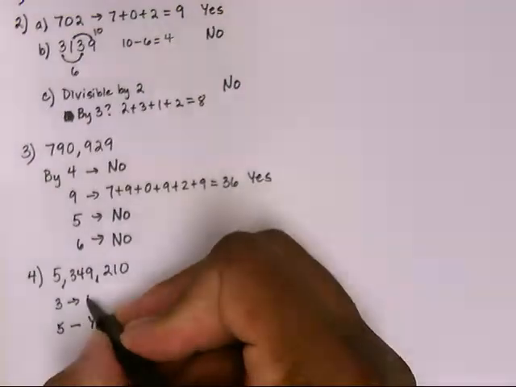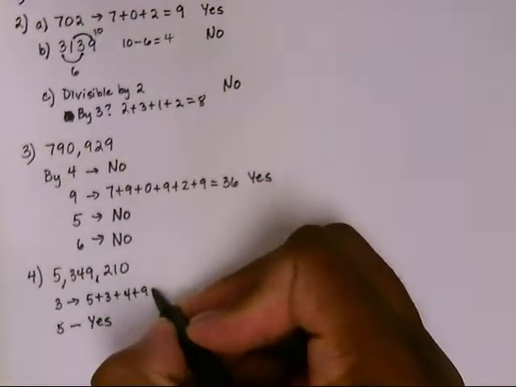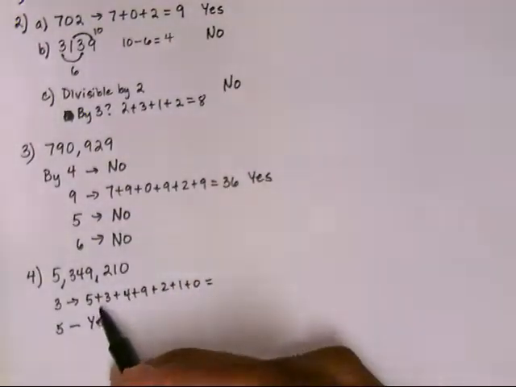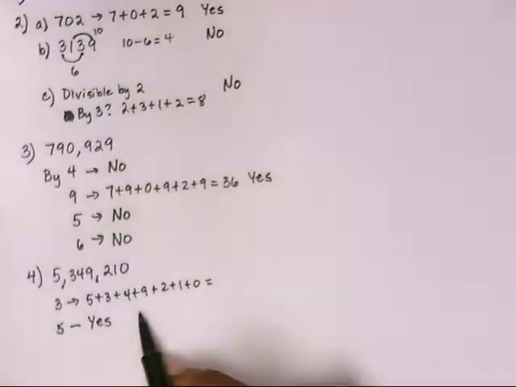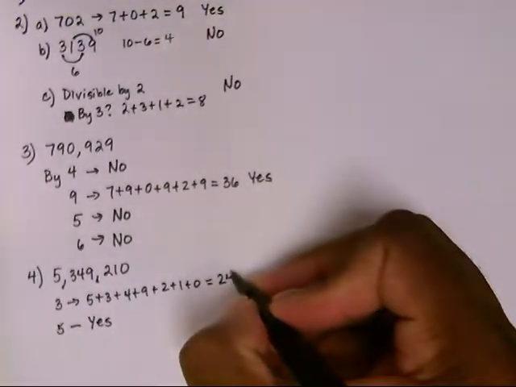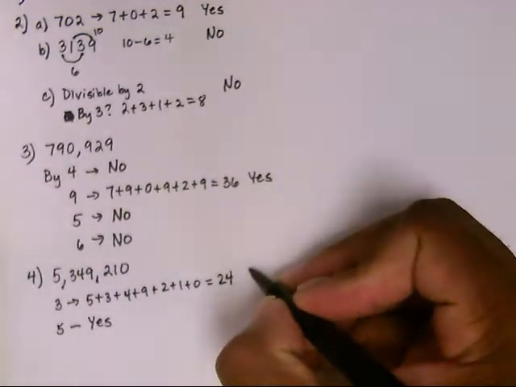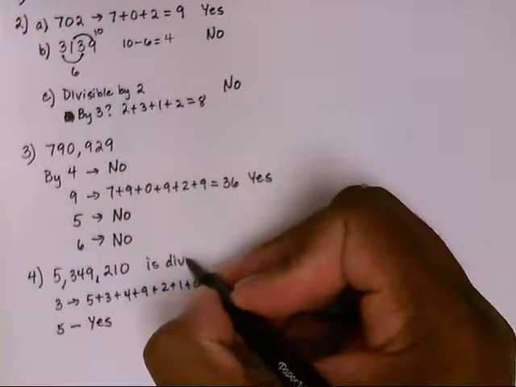For 3, we have to take the sum of those individual digits in that number. Let's see, if I add 5 and 3, that's going to be 8 plus 4 is 12 plus 9 is 21. 21 plus 2 is 23 plus 1 is 24. And 24 is divisible by 3, so this number is divisible by 15.